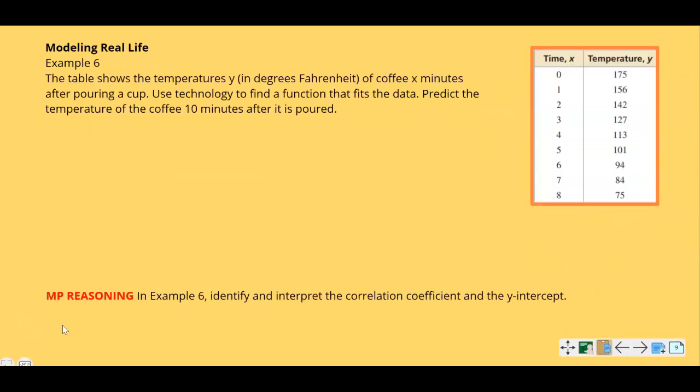Example 6. So it says the table shows the temperatures y in degrees Fahrenheit of coffee x minutes after pouring a cup. Use technology to find a function that fits the data. Predict the temperature of the coffee 10 minutes after it is poured. All right, so when they give us a table of values, if you remember, we did this with linear equations. So now we're going to do it with exponential equations. It says use technology. So we're going to use our calculator to find a function that fits the data.